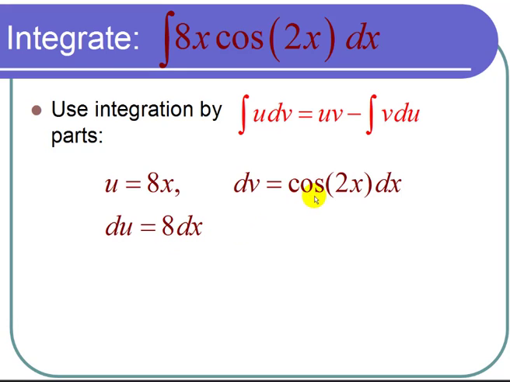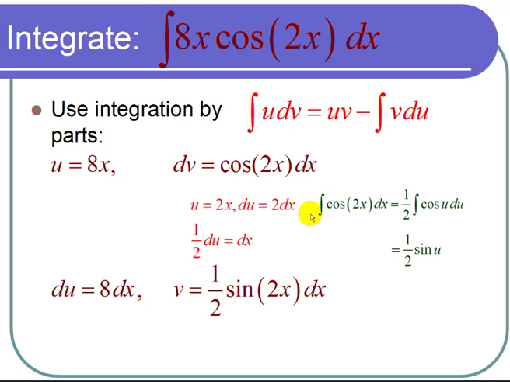Now we have to integrate the cosine of 2x dx to get v, and I use u substitution. U is 2x, du is 2 dx, so 1/2 du is dx. So we end up with 1/2 the integral of the cosine of u du, which is 1/2 the sine of u. I don't need the plus c when I do integration by parts for this section of it. So I get v equals 1/2 the sine of 2x.